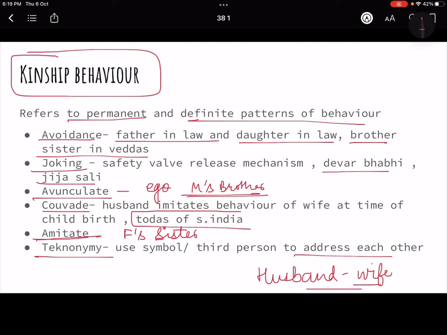So these all are the ways, or these are the kinship behaviors, and these all come from the roles attached to the kinship system and the status attached to it, right? Because you will never talk directly to the father-in-law, because he is the head of the household, he is a respected person in the group. So all this you need to understand.